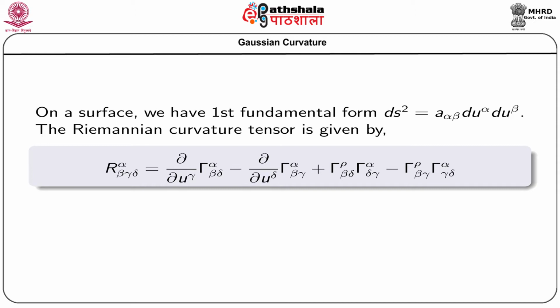It takes this form: R alpha beta gamma delta equals del u gamma of gamma alpha beta delta minus del u delta of gamma alpha beta gamma, plus gamma rho beta delta gamma alpha rho gamma minus gamma rho beta gamma gamma alpha rho delta, where gamma alpha beta delta etc. are the Christoffel symbols of the second kind.